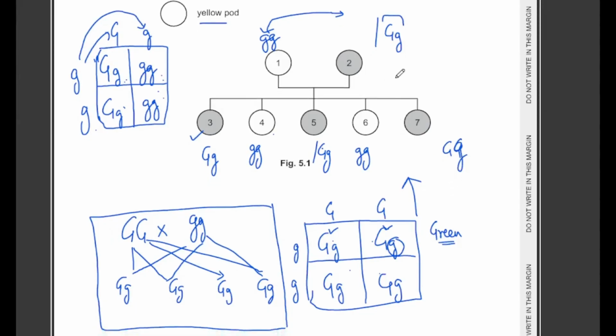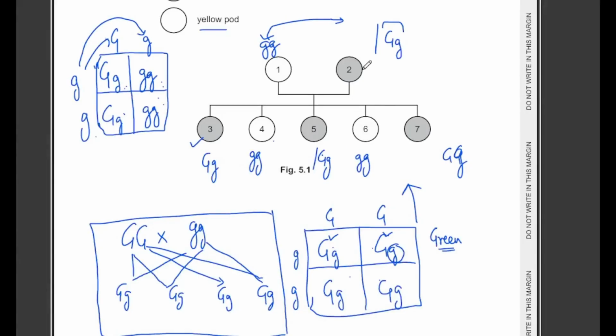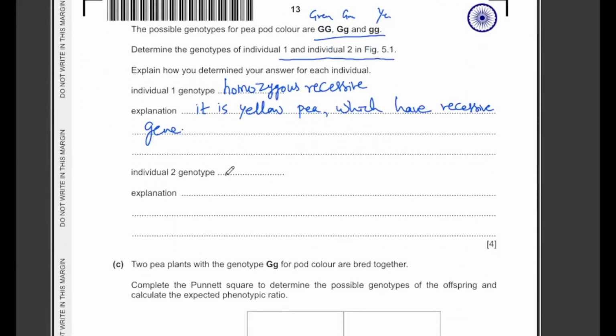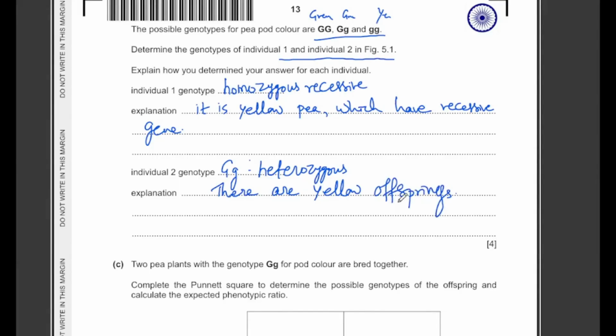So now you got what the second individual represents here. Individual 2 genotype is a heterozygous condition. How can you say that it's heterozygous? There are yellow offspring here. Correct? Even recessive is also there, no? So there are yellow offspring. That's the reason you will get such a heterozygous condition.